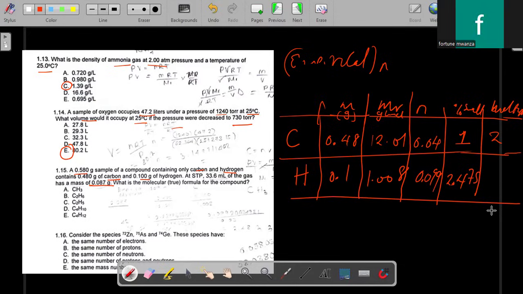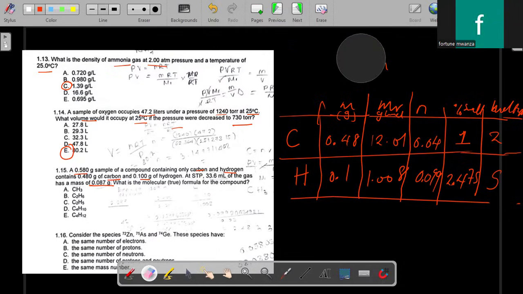Then for this one, I get my 2.475, I multiply by 2, and I'm getting 4.95. Okay, so this 4.95 is closer to a whole number. It can easily be rounded off to 5. So my empirical formula now, using these ratios, on C I have 2, so I have C2, then H5. This is my empirical formula.